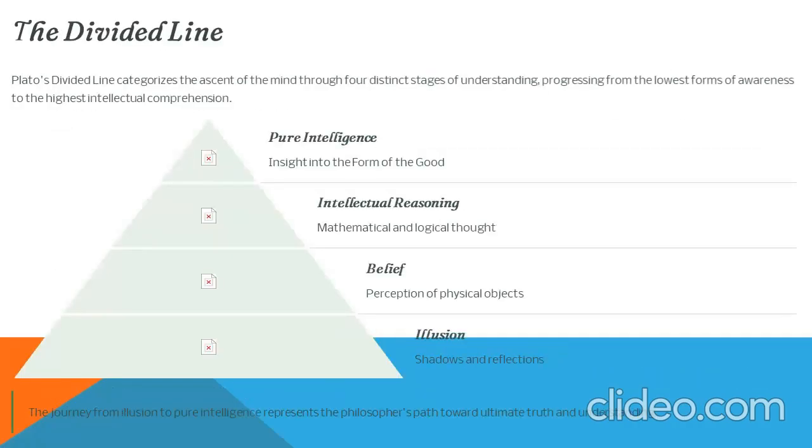The divided line. Plato's divided line categorizes the ascent of the mind through four distinct stages of understanding, progressing from the lowest forms of awareness to the highest intellectual comprehension. The journey from illusion to pure intelligence represents the philosopher's path towards ultimate truth and understanding.